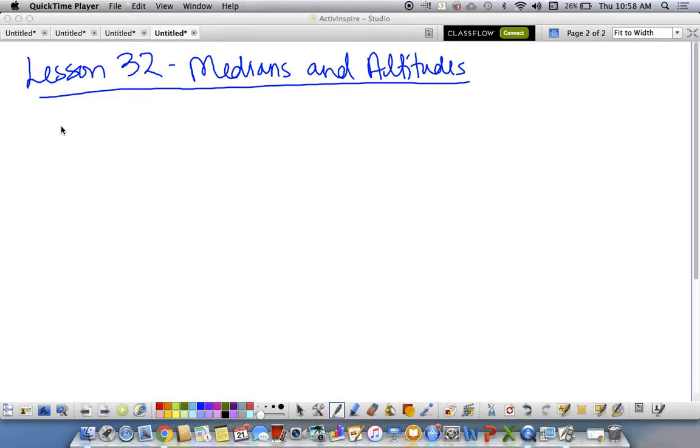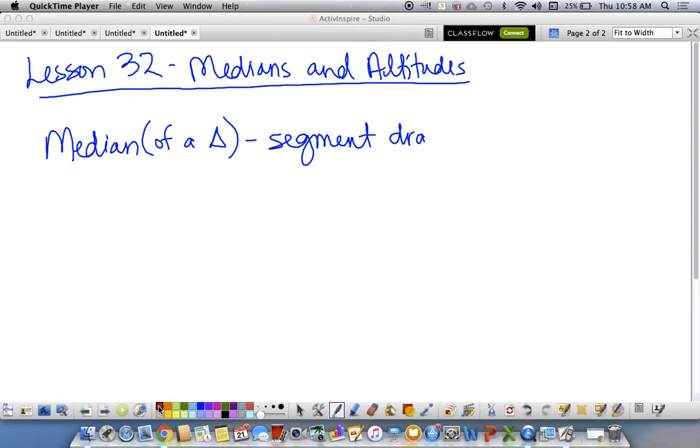Okay? So when we write the definition of a median, I'm going to put "of a triangle", so it doesn't get confused with the median in a list of data. But it's similar because it's going to be the middle. Okay? The median is the segment drawn from a vertex to the opposite side.